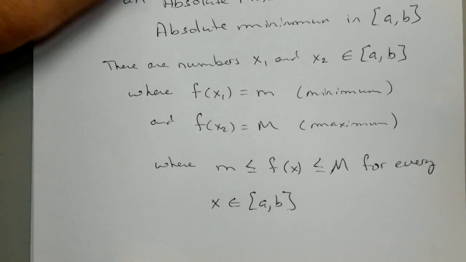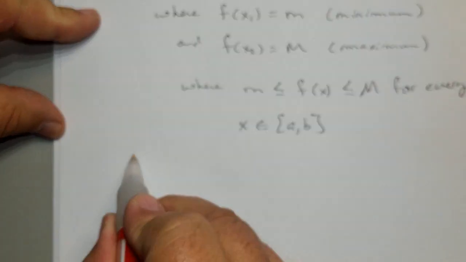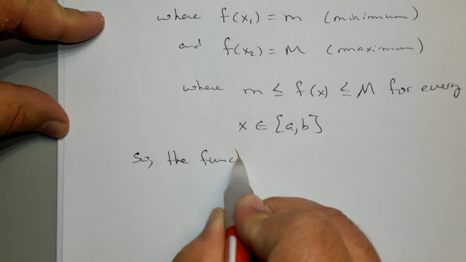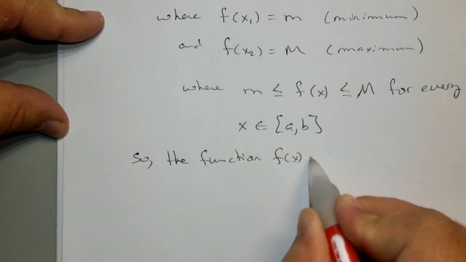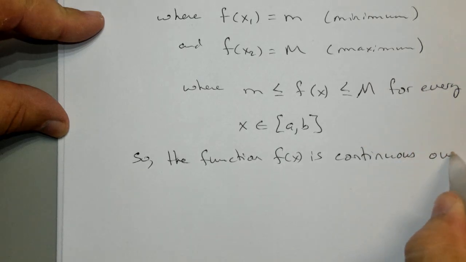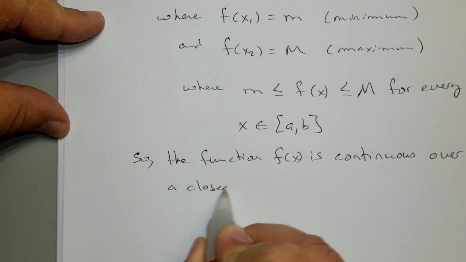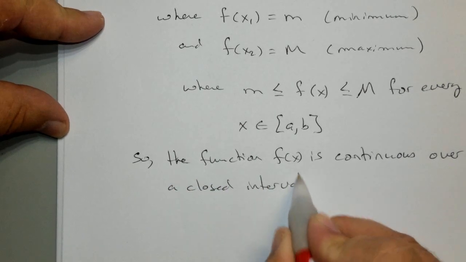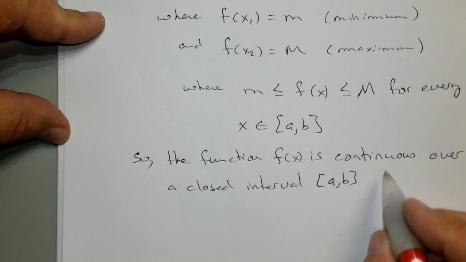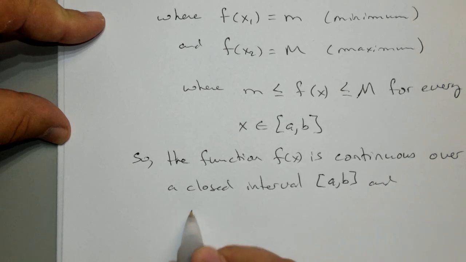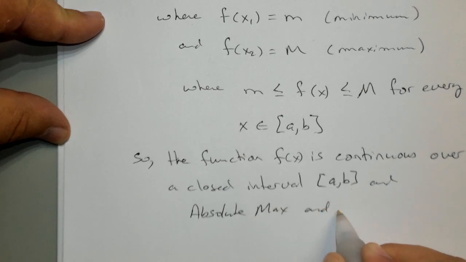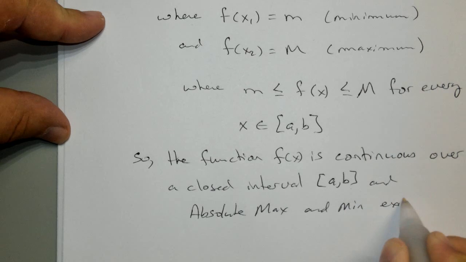So what this says: the function f of x is continuous over a closed interval AB, and absolute max and min exist.